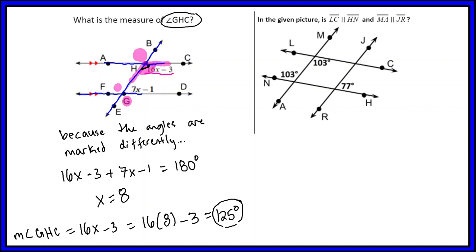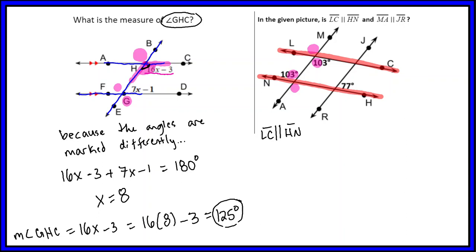For the next problem, I want to know, is LC parallel to HN, and is MA parallel to JR? So first, let's check LC parallel to HN. So LC and HN. In order for this to be true, we have to find that my stamped angles, so this angle and this one, following the transversal, this one and this one, must always be equal. Remember that you could fill it out. So does 103 match 103? Yes. So I can see that LC is parallel to HN. Sometimes it's just that easy.